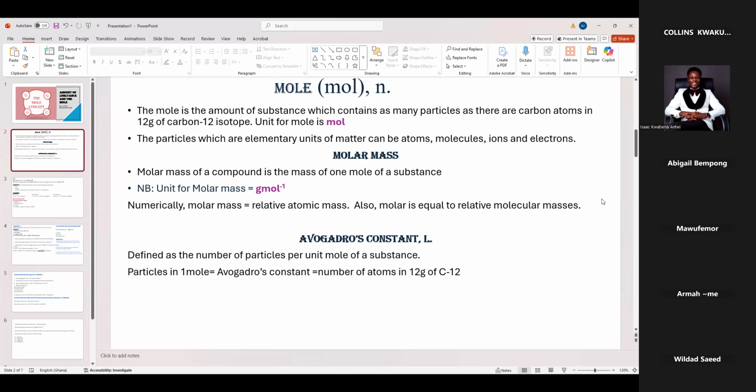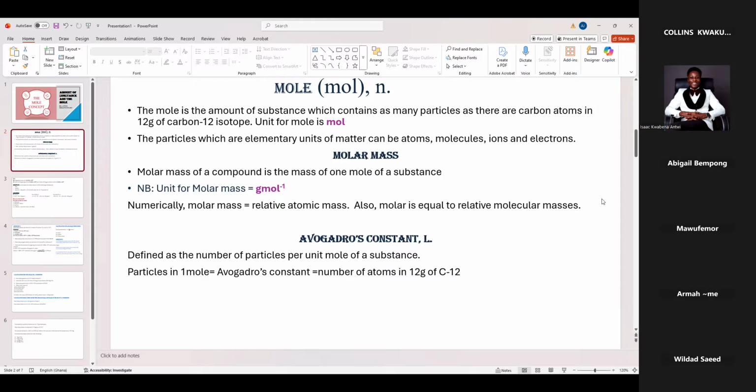The unit for the mole is mol, and the symbol for the amount of substance is small n. In a particular amount of substance, we have individual elements of this substance, and these are particles of the element. The particles can be atoms, molecules, ions, and even electrons.